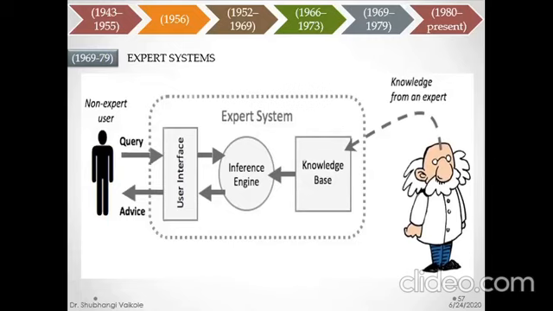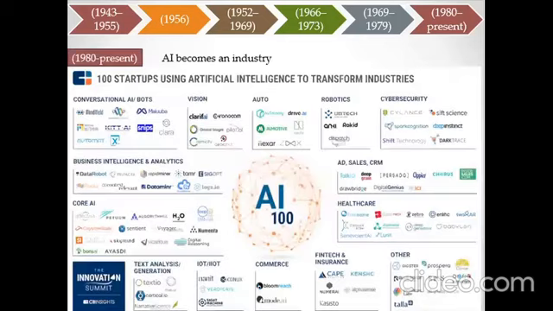So the non-expert users ask a query with the help of the user interface, then that query is given to the inference engine. Then the inference engine tries to find a match between the user query and the knowledge stored in the knowledge base, and whenever there is a match, that answer or conclusion or advice is given to the non-expert user.